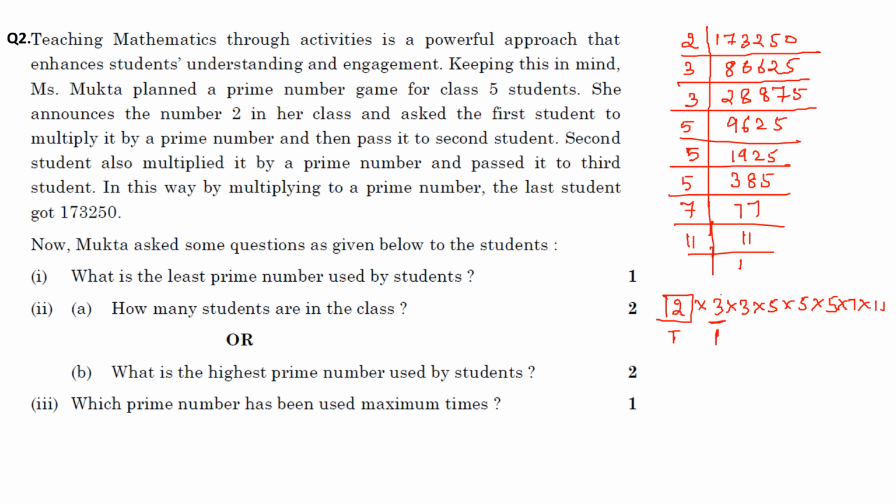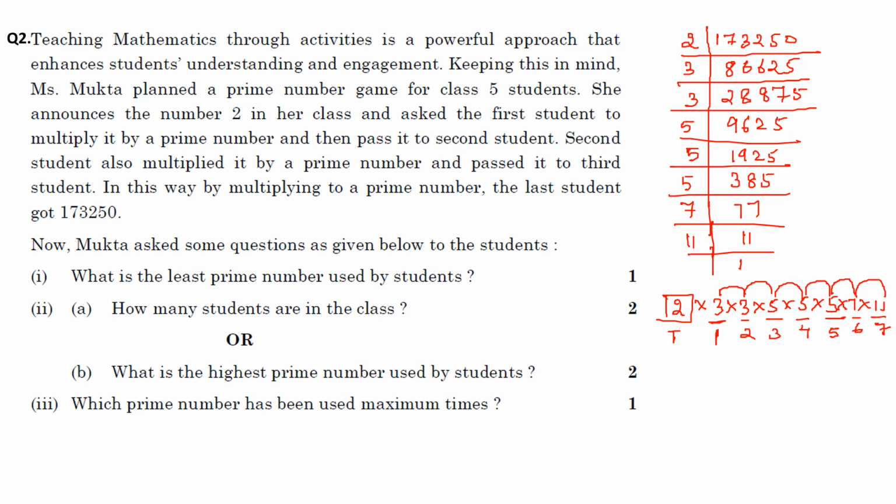Now first student multiplied 3 and then he passed to the second student. Again second student multiplied 3 and passed it to the third student. Third student multiply 5, pass it to the fourth student. Fourth student multiply 5, again pass it to the fifth student. Fifth student multiply 5 and pass it to the next sixth student, and then sixth student multiply 7 and pass it to the next student. And then it became the number 173250.